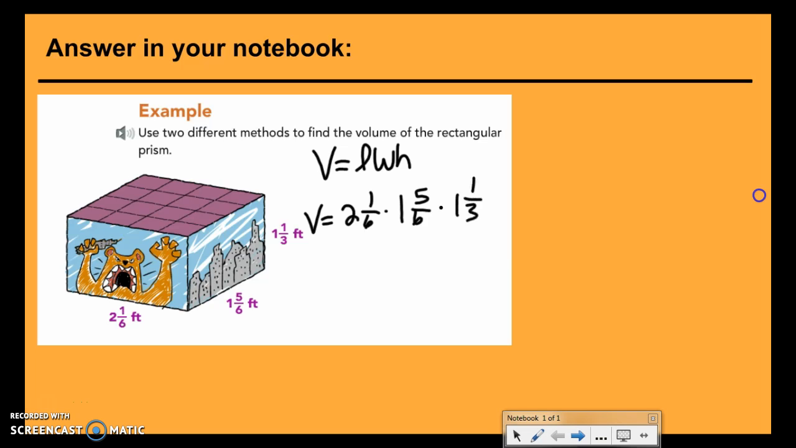Alright? I'm going to go ahead and turn my mixed numbers into improper fractions. So we can do 2 times 6 plus 1 to get 13 over 6, times 1 times 6 plus 5. 1 times 6 is 6 plus 5 is 11 over 6, times 1 times 3 plus 1, which is 4 over 3. Now we just have to multiply straight across.